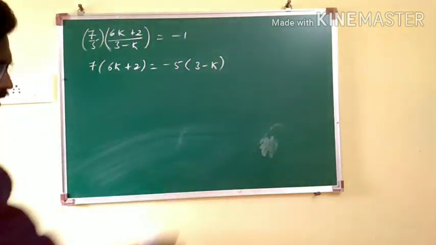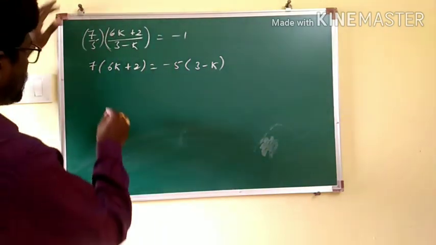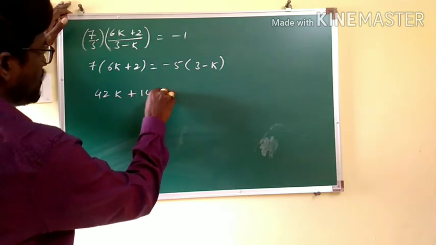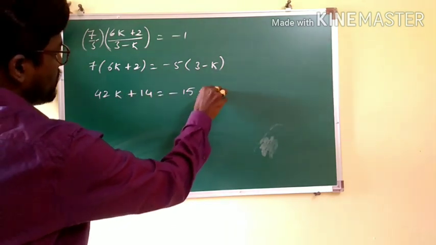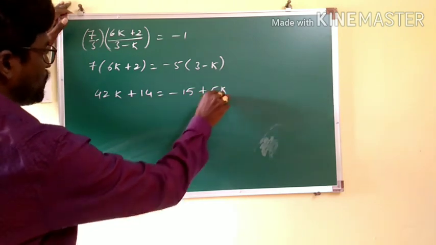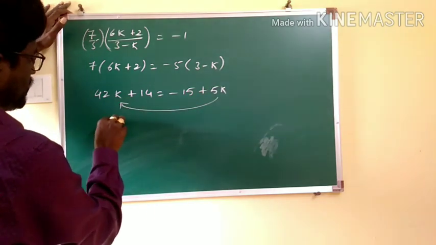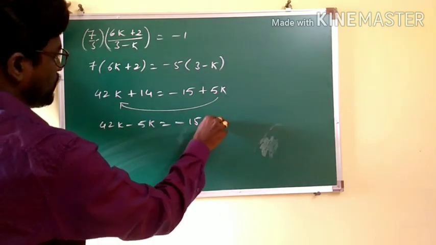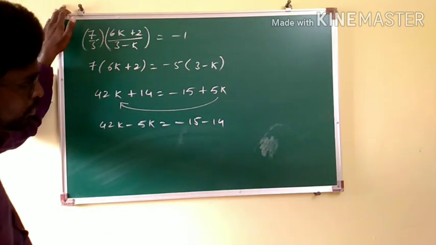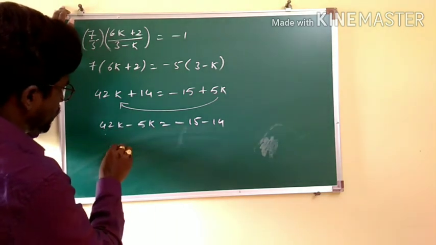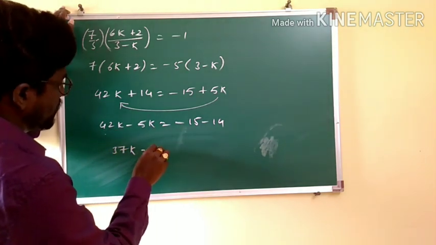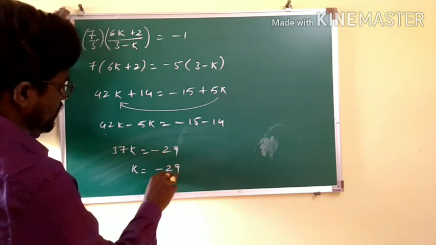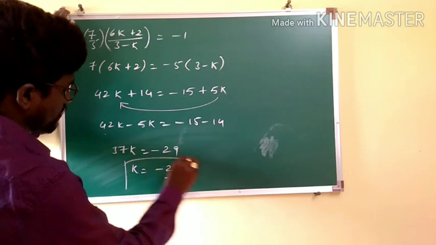So just simplify it further. We will be getting 7 into 6, 42k plus 14 is equal to minus 15 plus 5k. 42k minus 5k is equal to minus 15 minus 14. Therefore, 42 minus 5, 37k is equal to minus 29. Therefore, k is equal to minus 29 by 37.